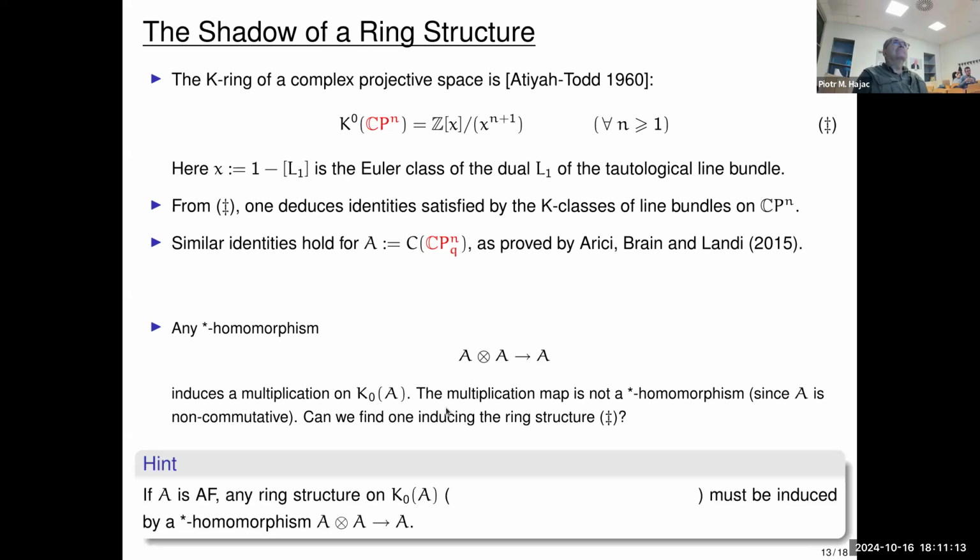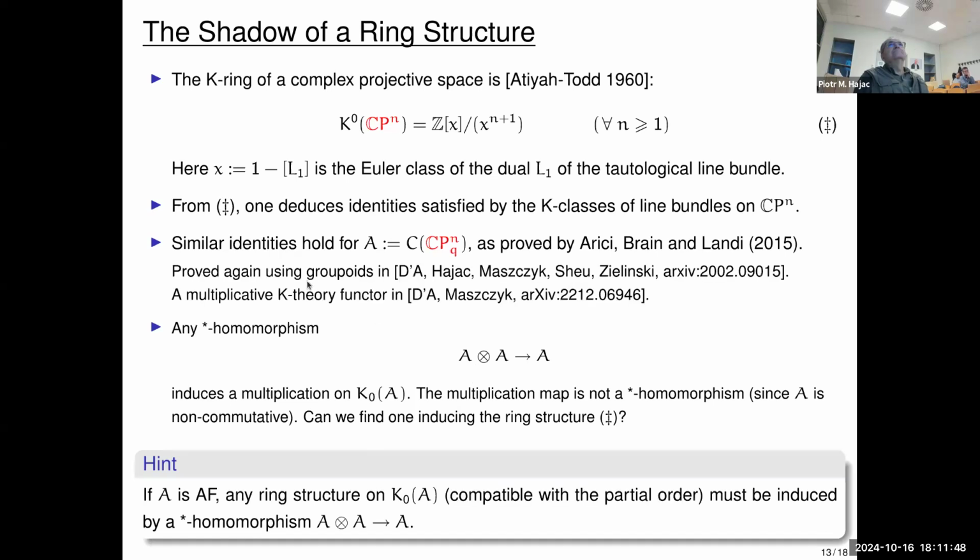Okay. Now it's naive, this question, but not completely, because if you have an AF algebra, then there is a result that says, and I'm being sloppy, I will not say what is here in parentheses, but the claim is that if you have a ring structure on K0(A), then it must be induced by a star homomorphism. This is not true for any ring structure, a good ring structure, with some problem. Which tensor product do you take? Minimal. But these are all, I guess, nuclear. Yes.